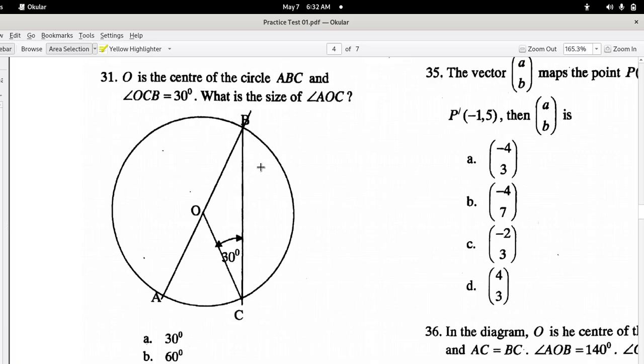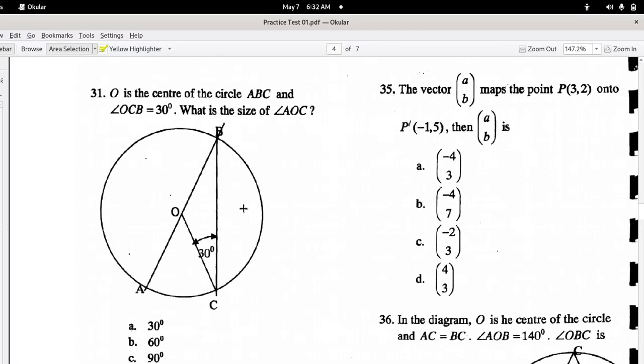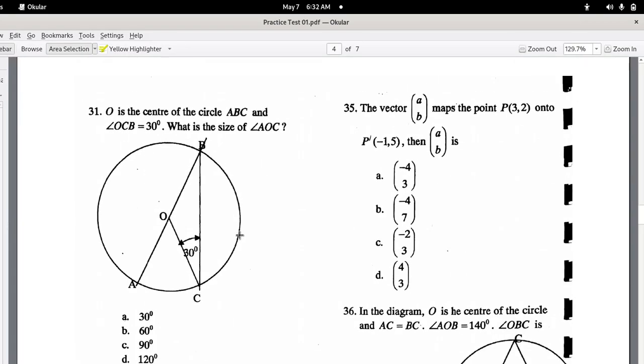We continue to look at practice test 1. Question 31. By the way, remember, I'm not going to give you the answers. You are supposed to answer these questions, but I'll just talk about them a bit and give you some clues. Alright?